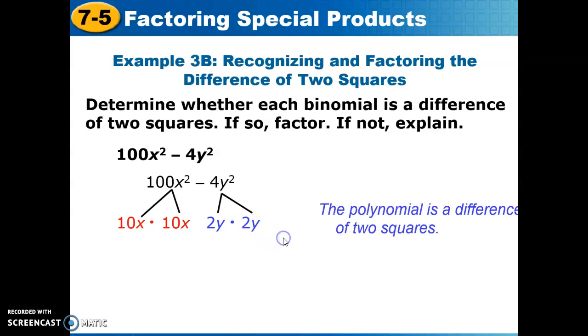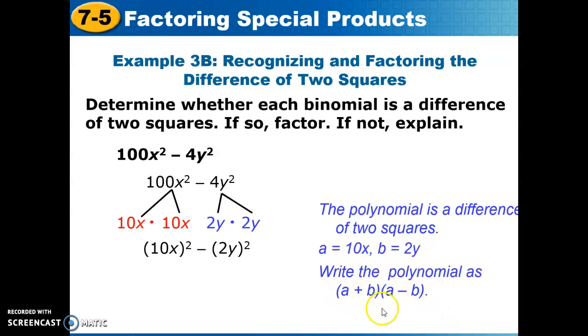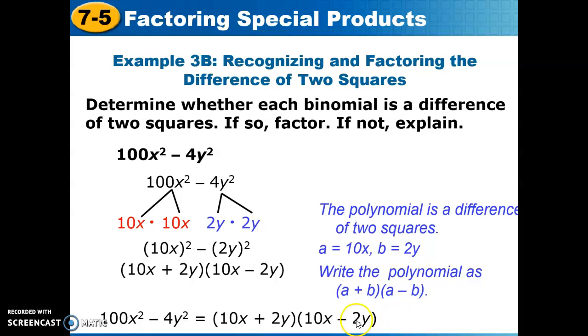And again, if I was in the classroom, I would write out that whole formula that shows what we're talking about. Like I would write this whole thing out. Okay, and I'd plug in what a and b were. So a is 10x and b is 2y. I'm sorry, yeah, that's correct. A is 10x, and b is 2y. So here is the answer right here. 10x plus 2y times 10x minus 2y. That is the factored answer. Let's look at another one.